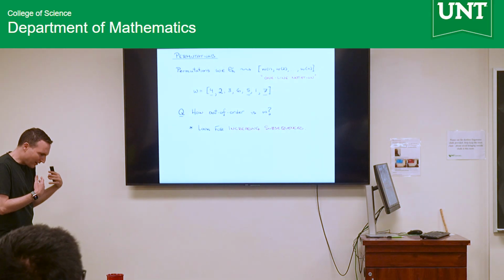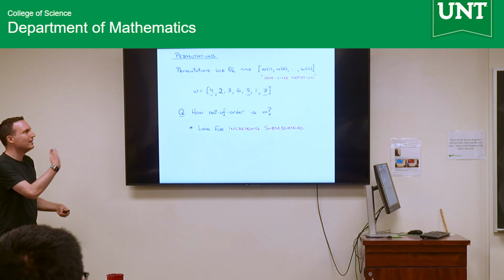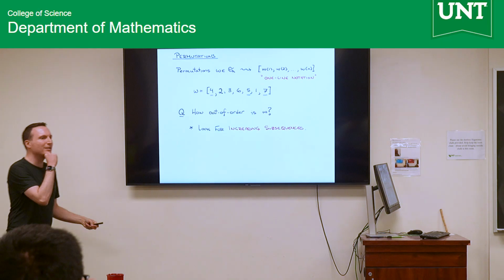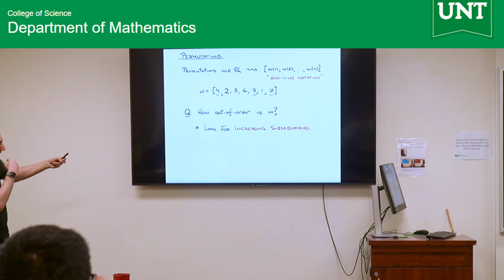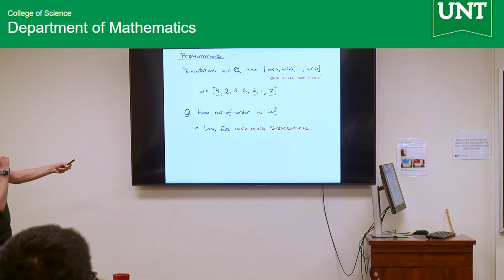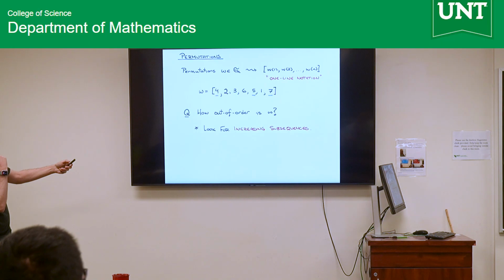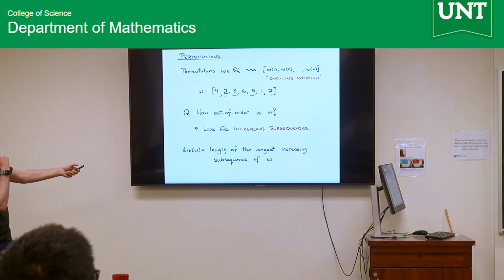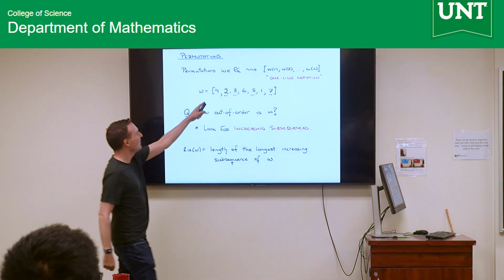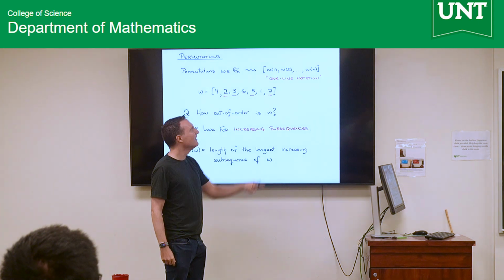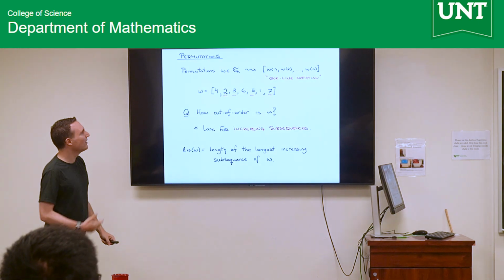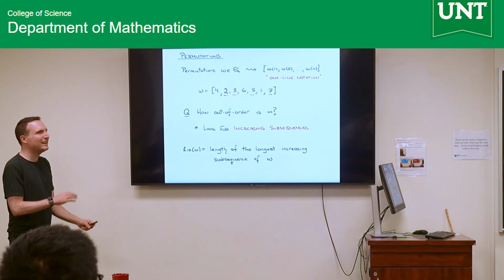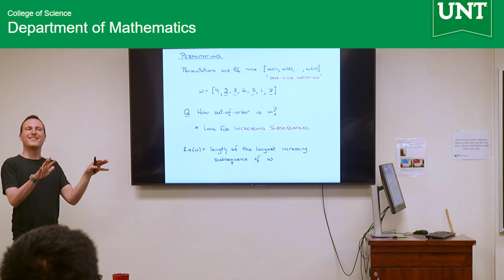So you might wonder, can we find a longer increasing subsequence? Can anyone see an increasing subsequence of length greater than 3? Yeah, so here's one, 2, 3, 5, 7. So this is an increasing subsequence of length 4. Anything of length 5?